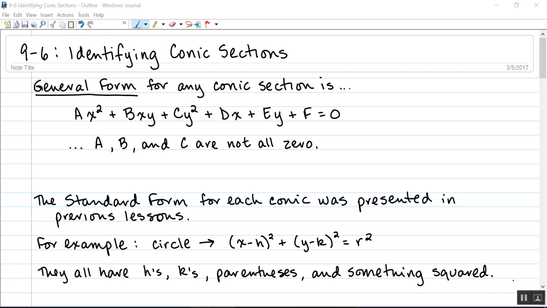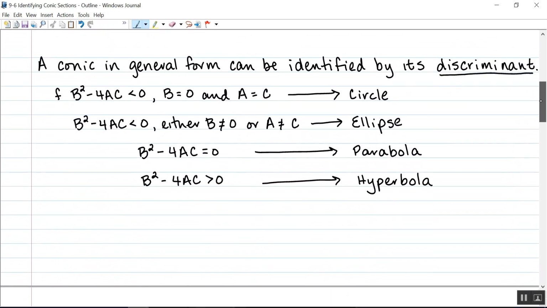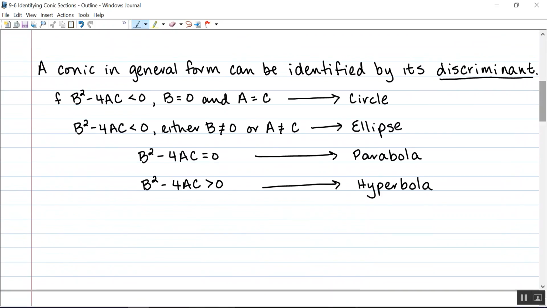So for example, with a circle, we saw that it was the quantity x minus h squared plus the quantity y minus k squared equals r squared. All of these standard forms had h's, k's, parentheses, and something squared in them. So a conic, when it's written in general form, can be identified by figuring out what its discriminant is. And it's actually the same discriminant that we use for quadratic equations and quadratic functions.